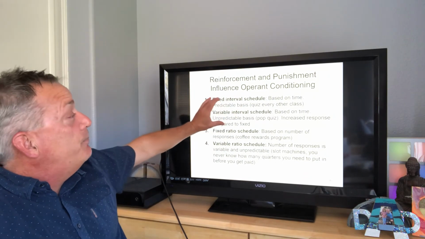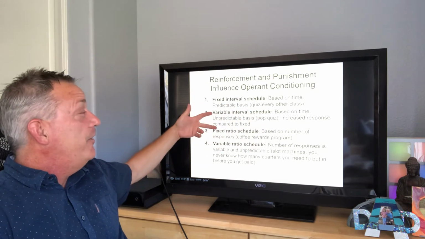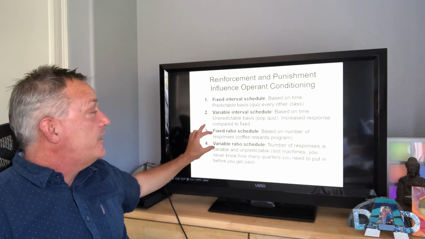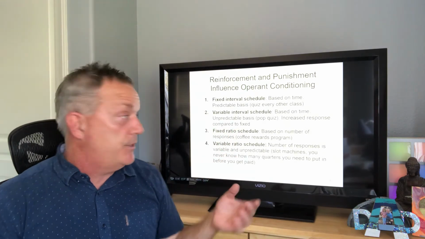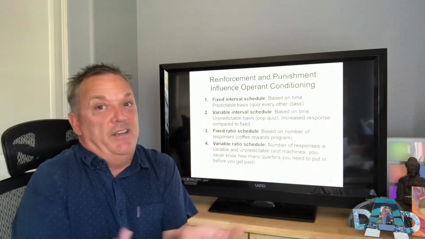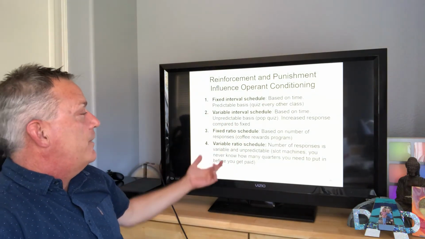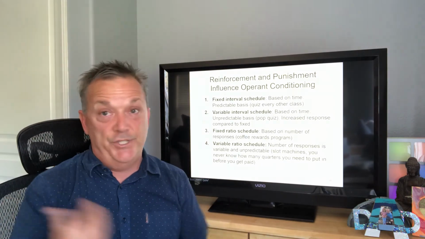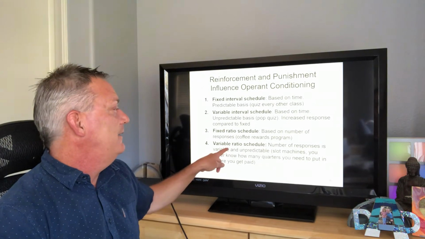Okay, fixed interval, variable interval. These are both based on time. Fixed is on a predictable basis: a quiz every other class. Variable is a pop quiz, right? Fixed ratio, variable ratio. This has to do with the number of responses. Fixed ratio: buy nine coffees, you get the tenth for free. And variable ratio is like a slot machine. You never know how many quarters you have to put in until you get paid, right? People like that? They do.